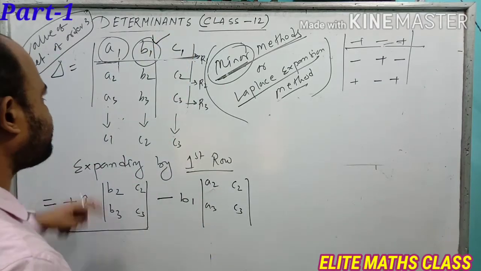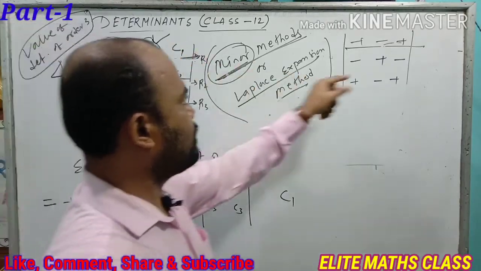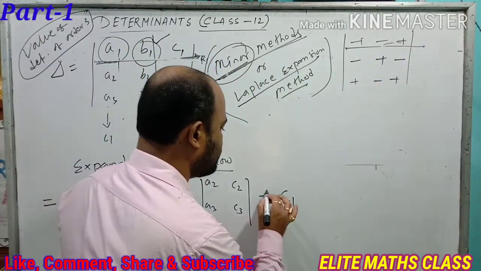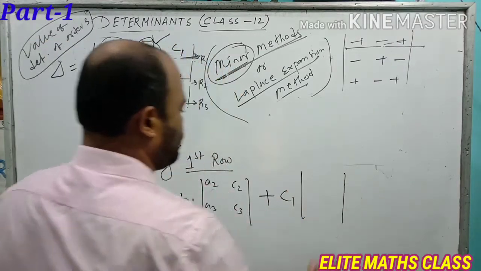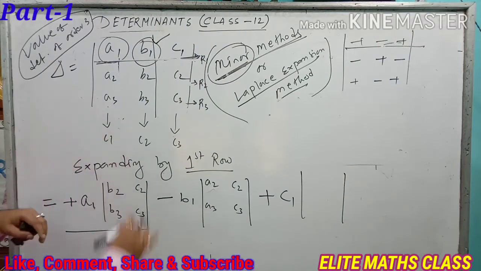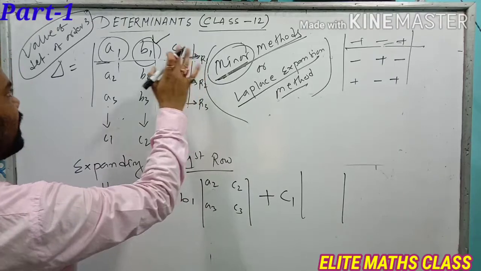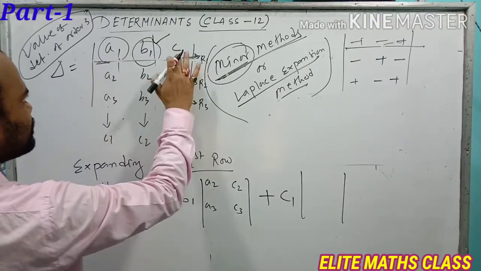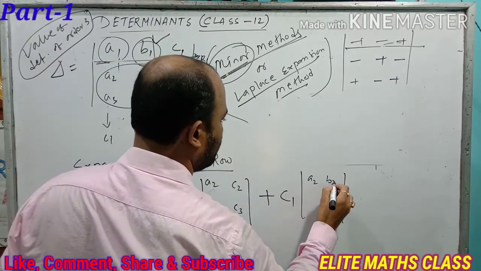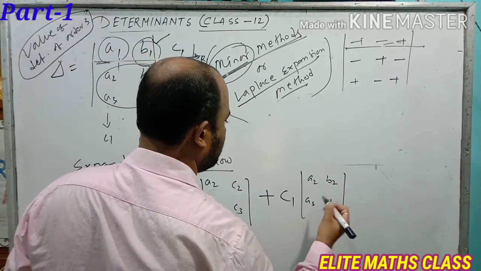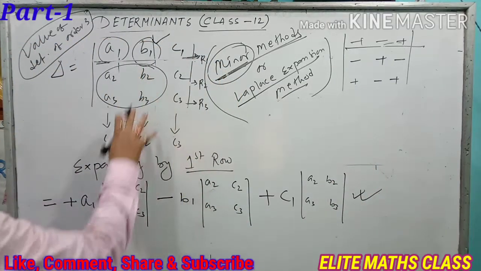This one is done. In the first row, the last element is C1. You write C1. The sign of the last position is plus, so there will be plus C1. Now another 2 by 2 determinant will be there. C1 lies at the intersecting point of the first row and third column, so you delete all the elements of the first row and third column. What remains are these 4 elements: A2, B2, A3, B3. That's all. If you can do this, then the value of the determinant is this.